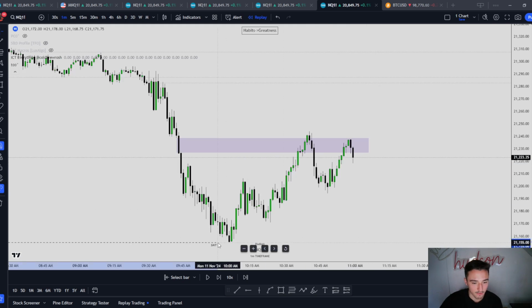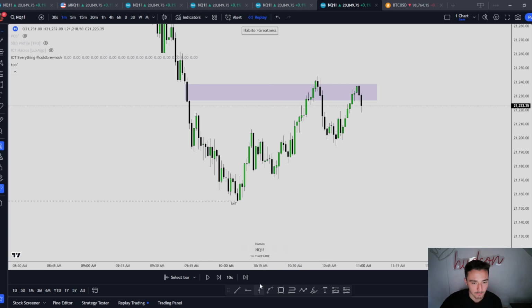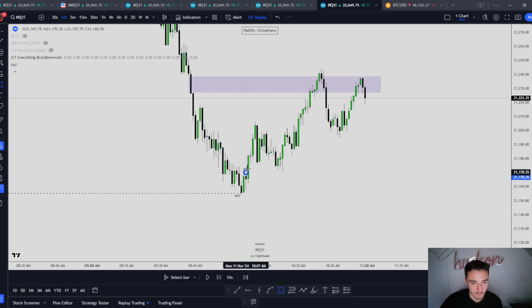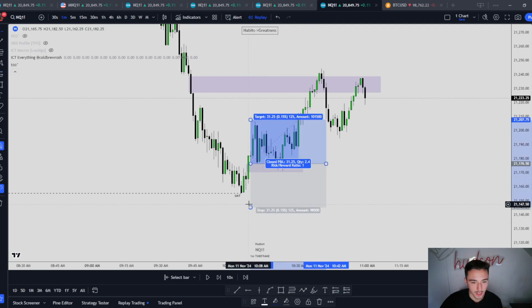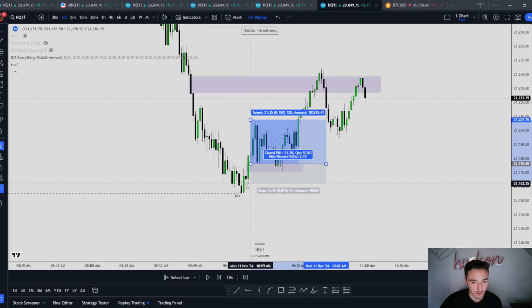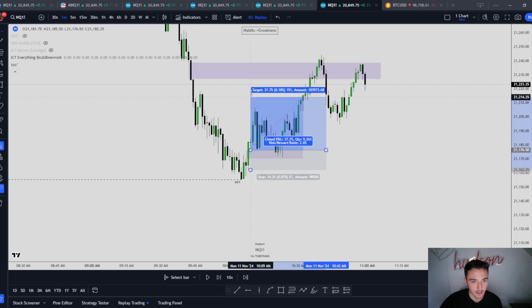Right, so we form this SMT during what? The 10 a.m. hour, right? Okay, fair value gap. Right, taps into it right here. You can long here, stop down here, or here, target this high, which is almost a 3R, and then this fair value gap.